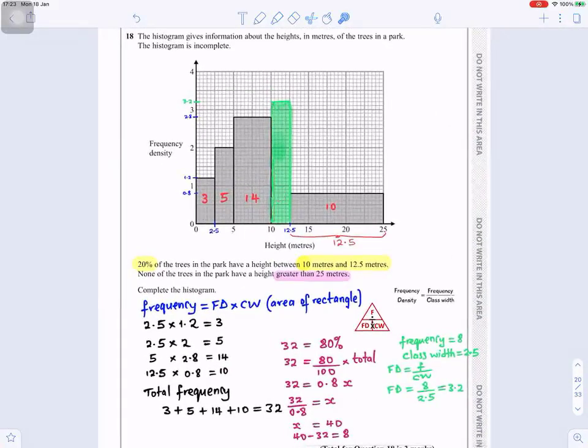We want to divide. Frequency density is frequency divided by class width. Frequency is 8, class width is 2.5. So that gives you 3.2. So we will draw that bar going up to 3.2. And that's how you complete the histogram.